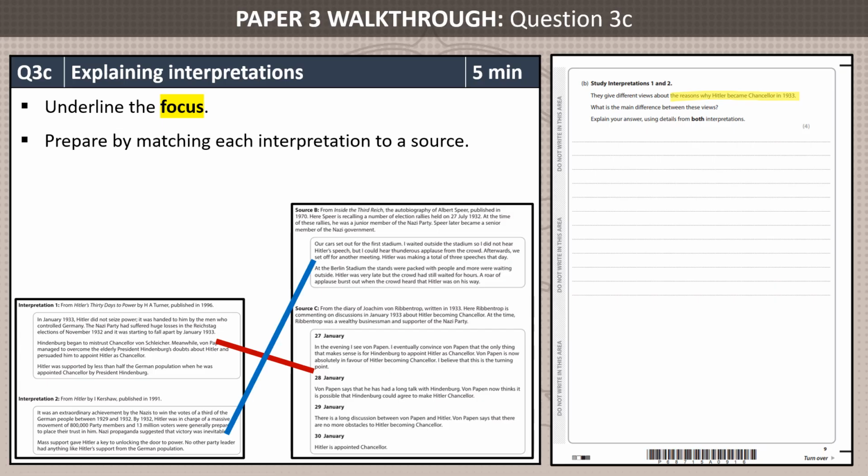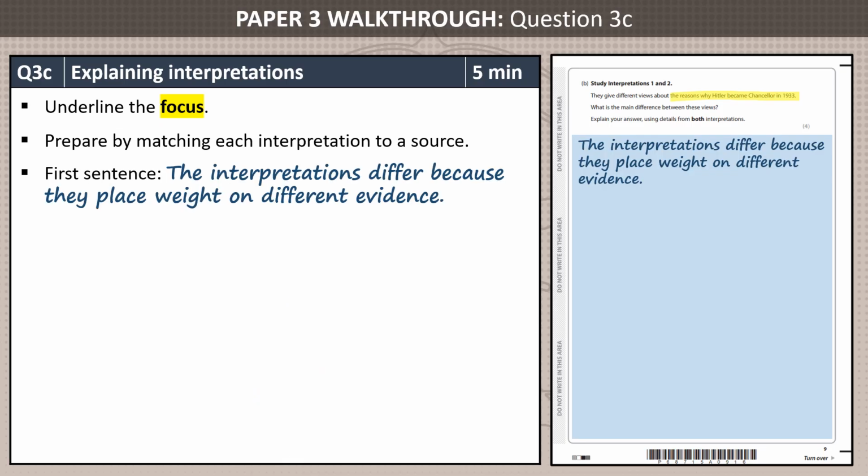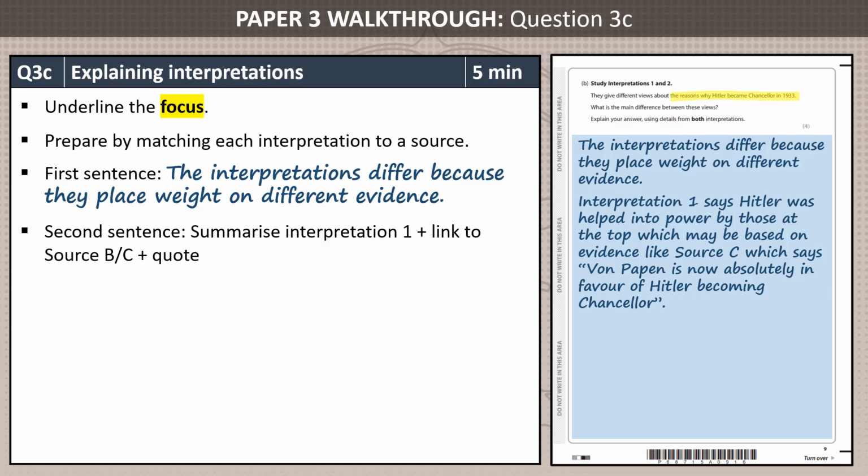Now the first sentence of our answer is always going to be the same. We are going to say that the interpretations differ because they place weight on different evidence. You should memorise this sentence and you'll use it for this question every time. And then we're going to follow a process. In our second sentence, we are going to summarise the view in interpretation 1.